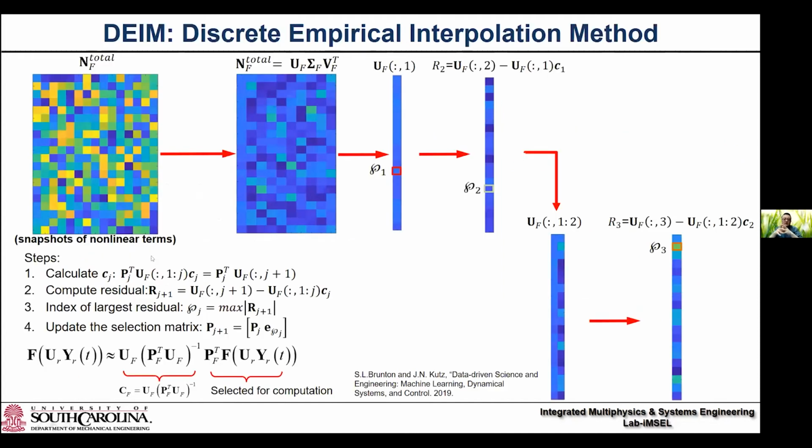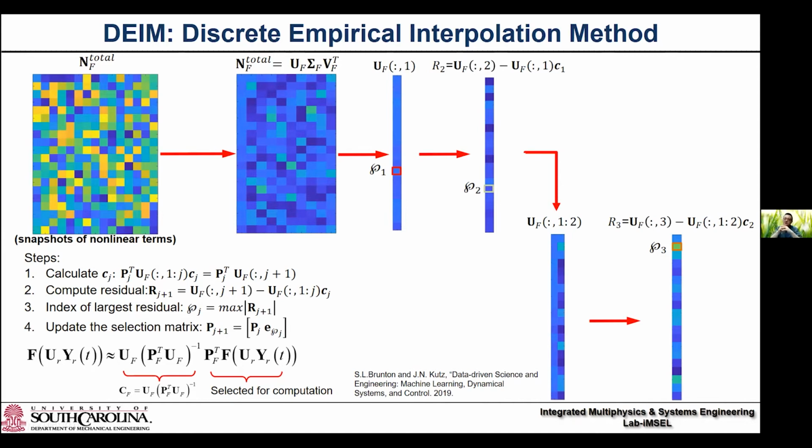The next one is the discrete empirical interpolation method. As I mentioned, the nonlinear reduced model is not computationally efficient. Then how can we make it computationally efficient? The DEIM is based on the idea of Gappy POD. Gappy POD says that if this nonlinear term has a very good projection subspace, then in order to reconstruct this nonlinear term at a different condition, you don't really need to calculate every entry in this nonlinear term.